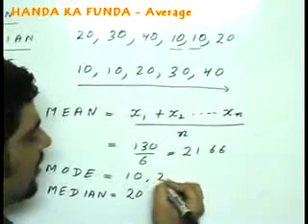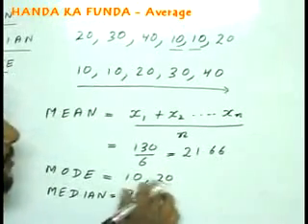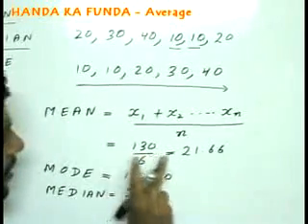The mode: right now there are 2 values which are 10 and there are 2 values which are 20. So this particular data set will have 2 modes, 10 and 20, as both of them occur twice.